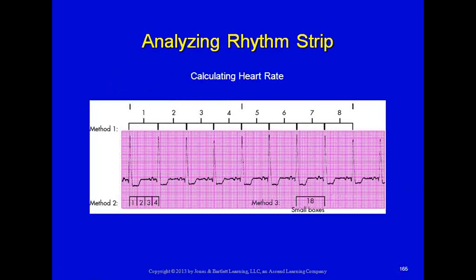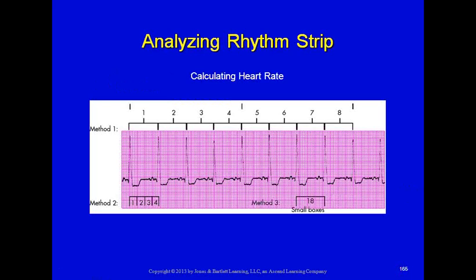Using method 2, I could count the number of large boxes, 1, 2, 3, 4, and I could divide 4 into 300. And dividing 4 into 300 would be 75. Okay, so that's a little more accurate.